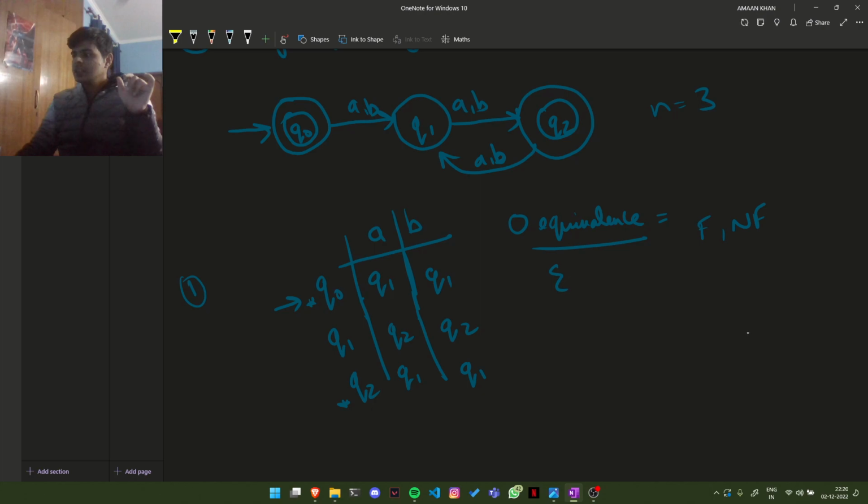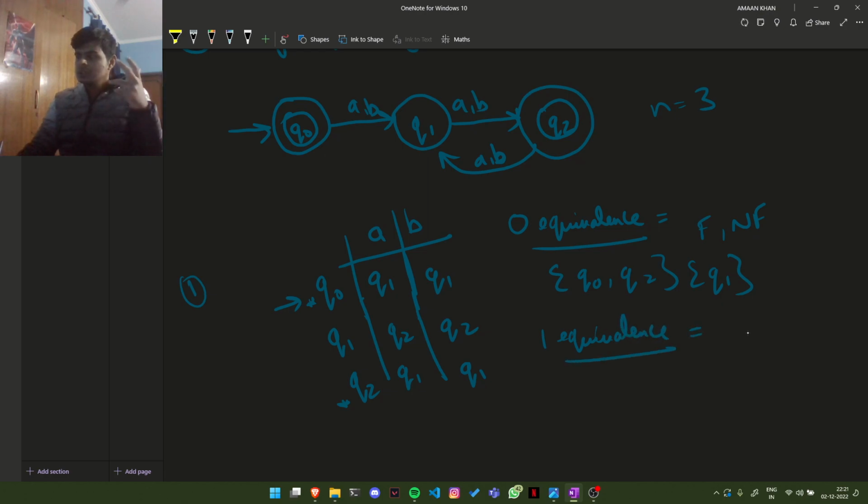So I have final states q0 and q2, and q1 is a non-final state. So I have written both of these separately. So zero equivalence done. Now I'm going to do one equivalence.